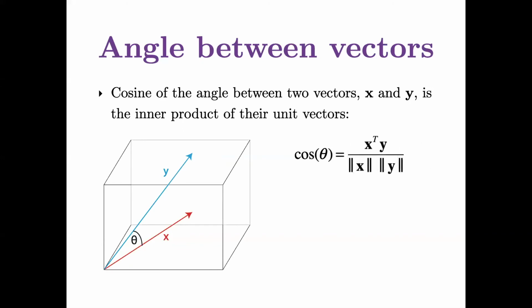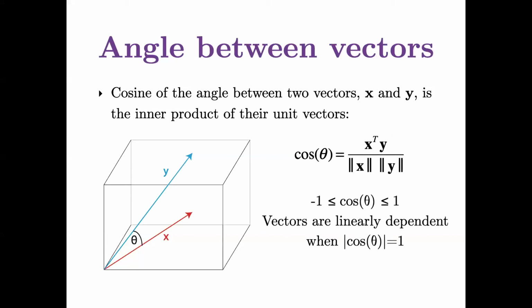Now, the number cosine is between -1 and 1, and the vectors are linearly dependent when the absolute value of cosine is 1. So if cosine of the angle is 1, then those two vectors point in the same exact direction. They're overlapping. And when cosine is -1, those two vectors point along the same line, but in opposite directions.